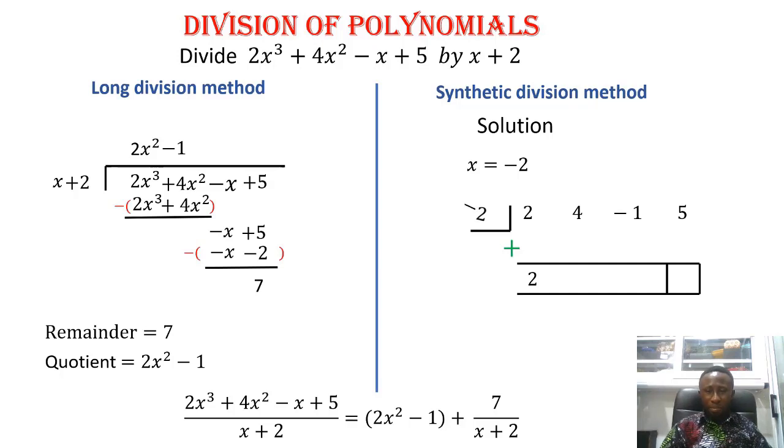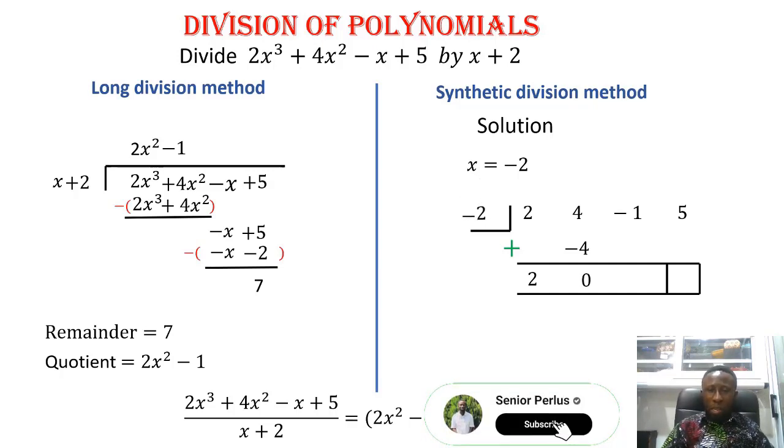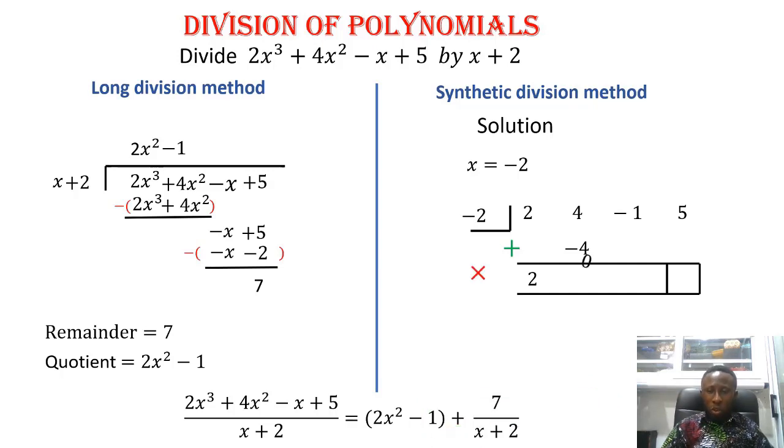So let's repeat the first step. We multiply negative 2 by 2, which is negative 4. So we write negative 4 here. Then add it. It will be 0. Then again, negative 2 by 0 is 0. So we write the 0 here. Then we will add it again. Negative 1 plus 0 is negative 1. Negative 2 by negative 1 is 2. Then we will add 5 plus 2, which is 7. So obviously we are getting the same thing as when we use the long division method.